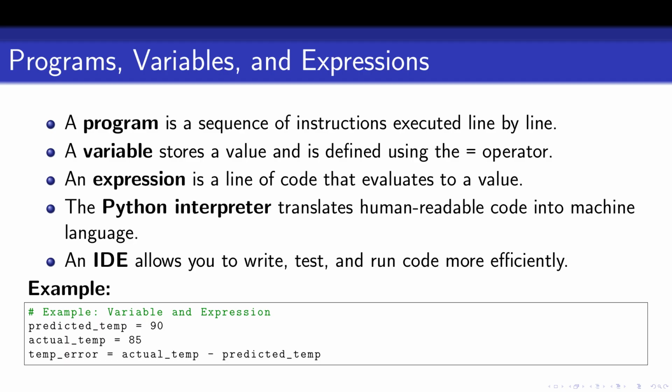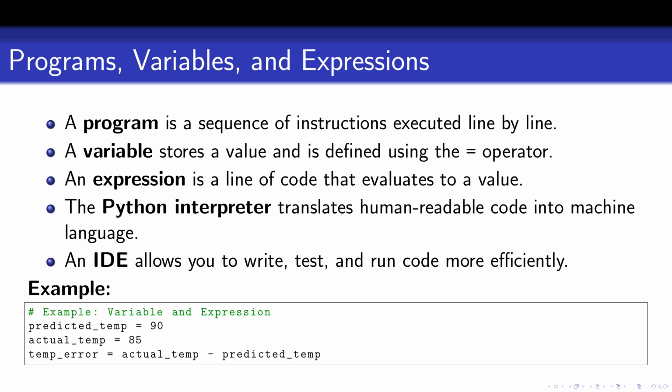At its core, a Python program is a sequence of instructions executed line by line. A key concept in programming is the variable, which stores a value using the equals assignment operator. An expression is any line of code that evaluates to a value. Together, variables and expressions form the building blocks of computation in Python.